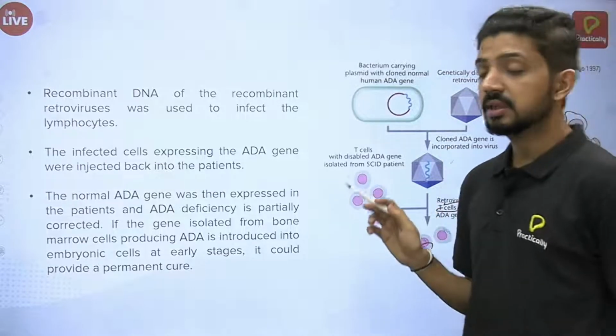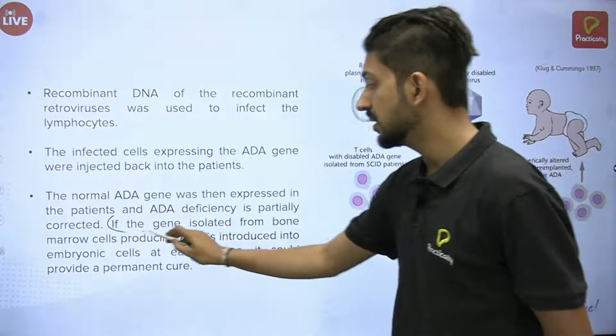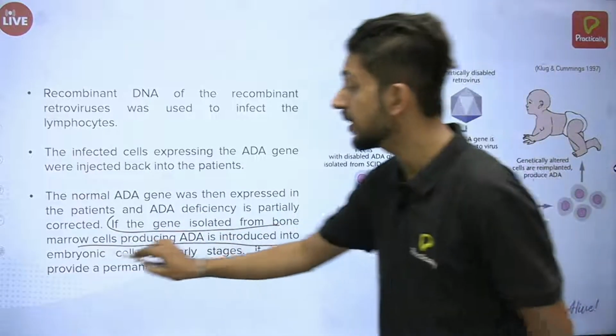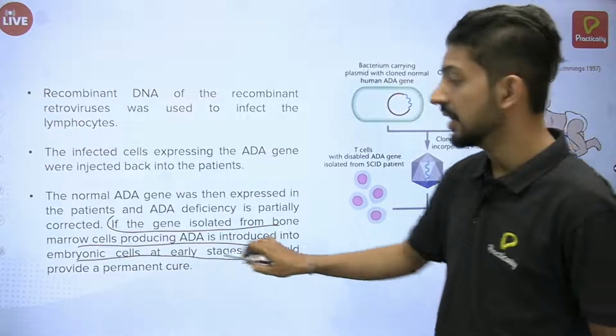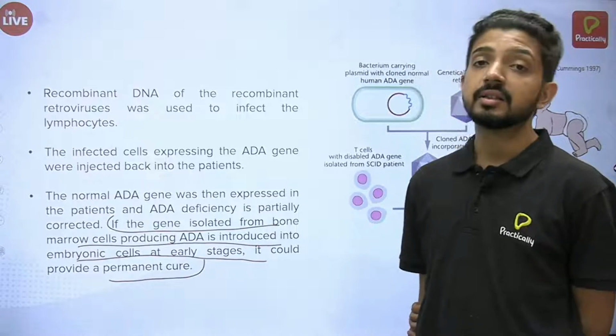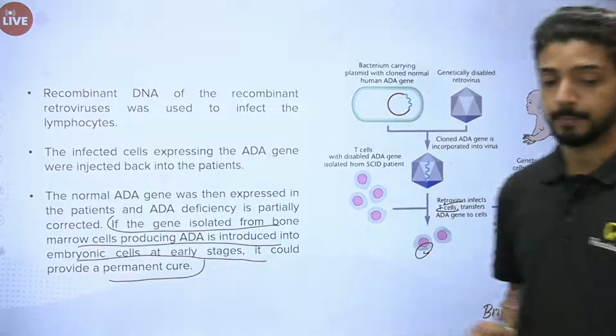And what is the permanent cure for that? If the gene isolated from bone marrow cells producing ADA is introduced into embryonic cells at early stages, it could provide a permanent cure. That has to be done at very early stages, and that too from bone marrow into embryonic stages. That can be a permanent cure.